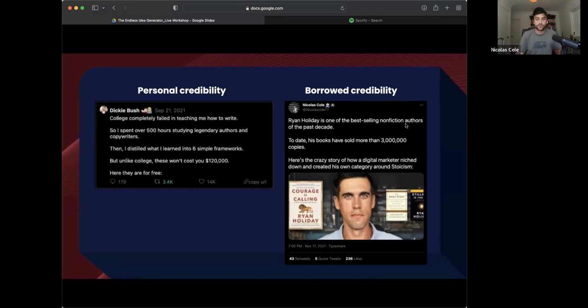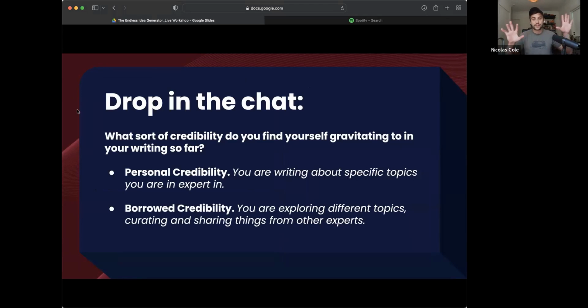I love that example. You just want to know what's up with the fourth graders. That's it. So real quick, which one of these do you find yourself gravitating to? And again, you can and should use both, but oftentimes people gravitate to one or the other, at least to start. Are you thinking more, I want to lean into personal credibility, or are you wanting to lean into borrowed credibility? You want to curate other people's? Yeah, seeing a bunch of both.